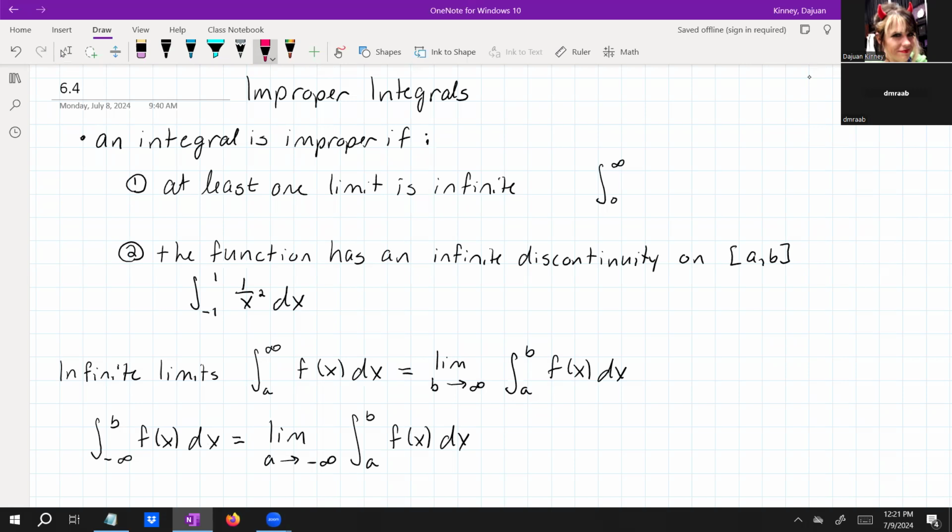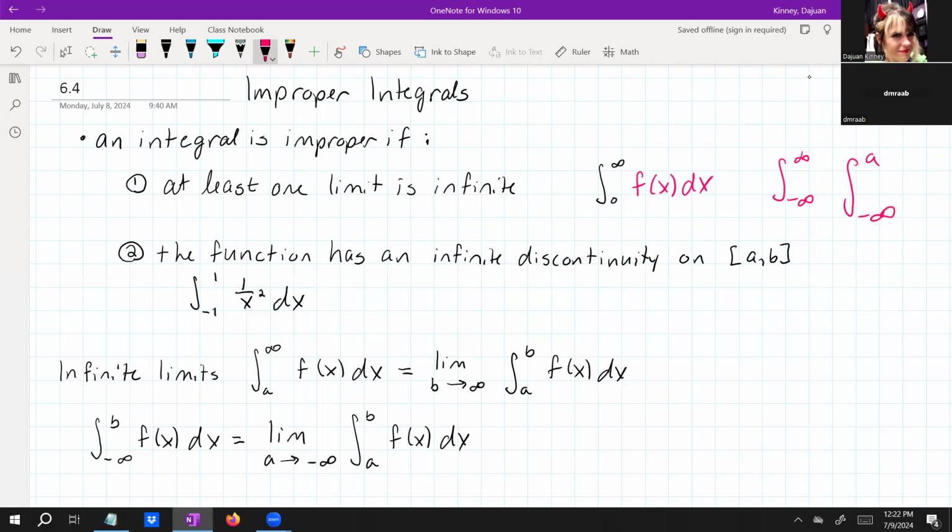So an improper integral, there's one type we can deal with and one type we're not going to deal with. The type we're going to deal with is the first one here. It's where at least one of your limits of integration is infinite. So we could have both be infinite, so negative infinity to infinity. We can have the other side, a to negative infinity. At least one of them has to be infinite for this to work.